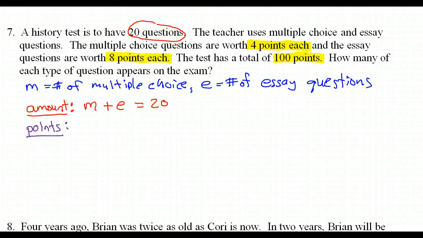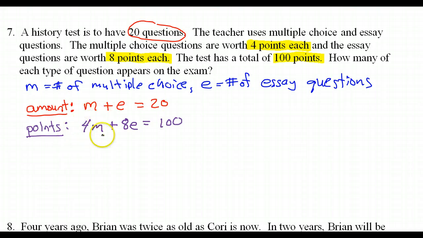Alright? And the equation almost writes itself because multiple choice questions are worth 4 points. So in other words, if I want an equation of points, it's going to be 4 points per multiple choice question plus 8 points per essay question. Alright, and that should all total out to be 100 points. So it makes sense because it's 4 points, 8 points, 100 points. It all goes together to make the points equation.